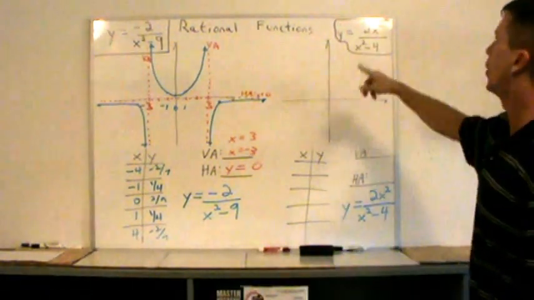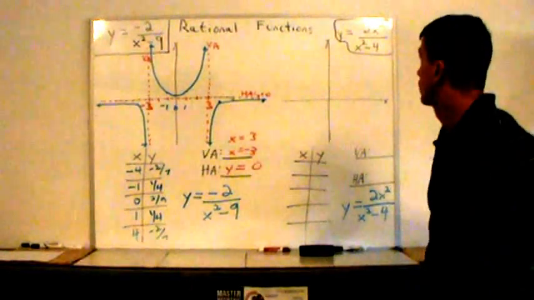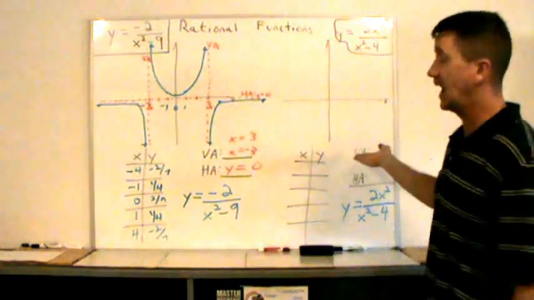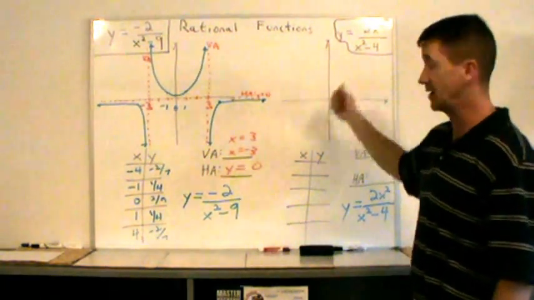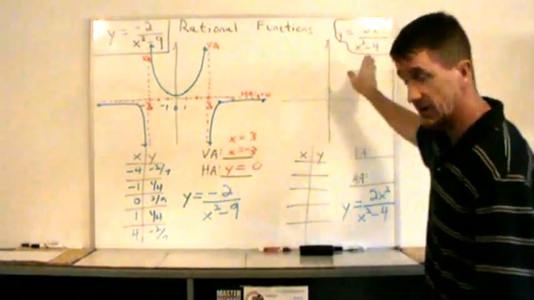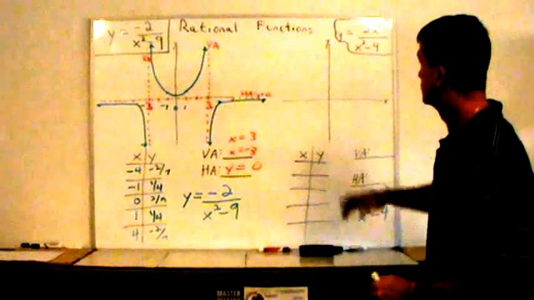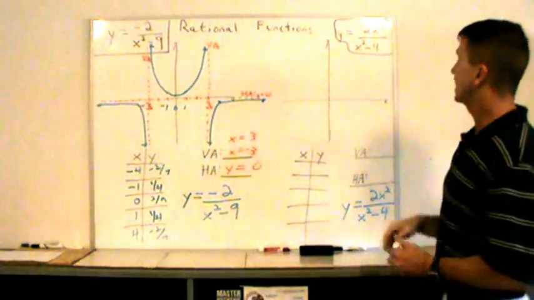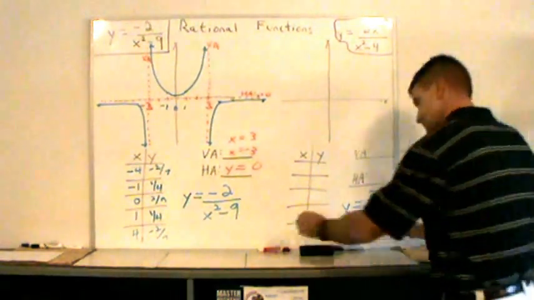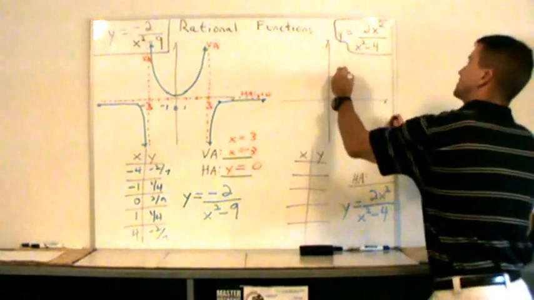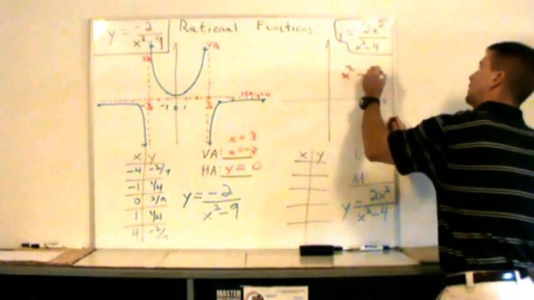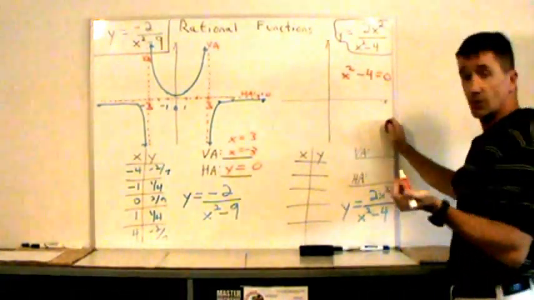All right, let's do y equal to 2x squared over x squared minus 4. Because in this example, everyone, the higher exponent is not in the denominator. So we're going to have to talk about the horizontal asymptote over here. Well, let's start out by finding the vertical asymptote, or vertical asymptotes. What makes x squared minus 4 equal 0? 2 and negative 2, correct?